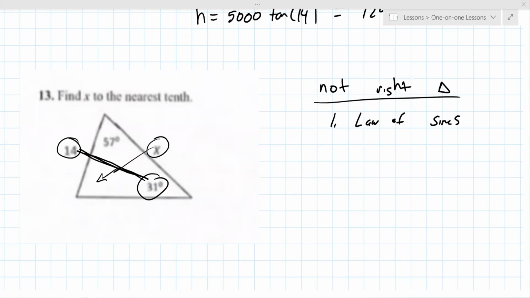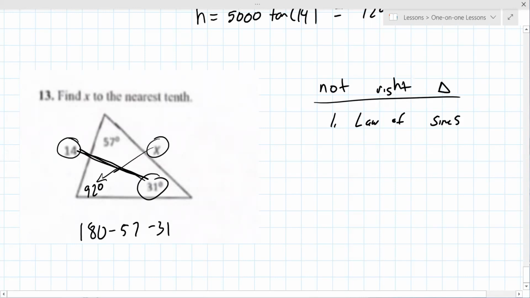So what is this angle? Well, it's 180 minus 57 minus 31. So I think it's 92 degrees. Okay.